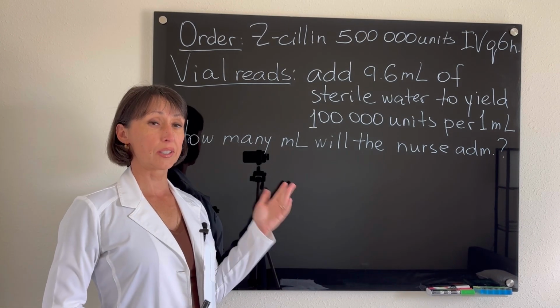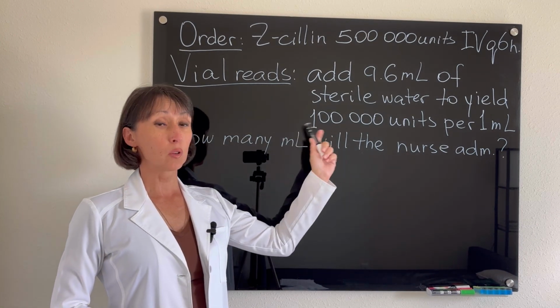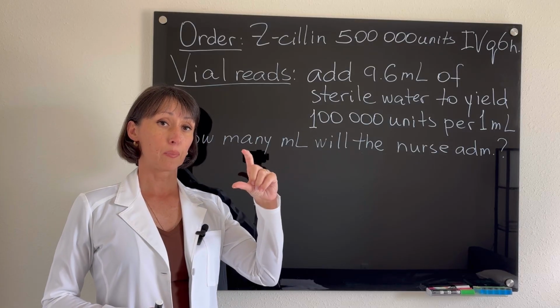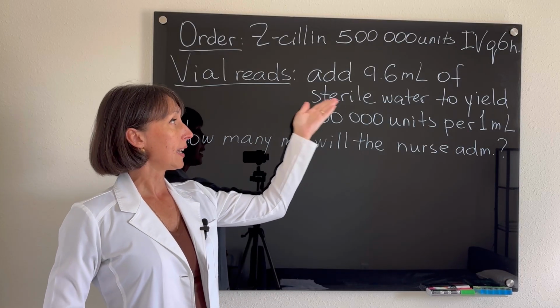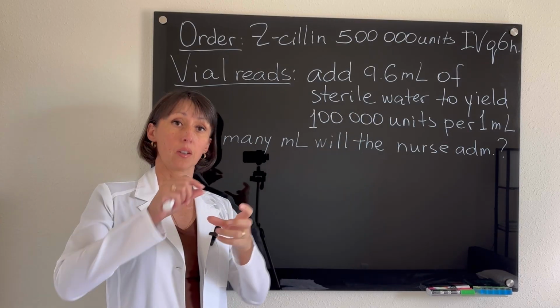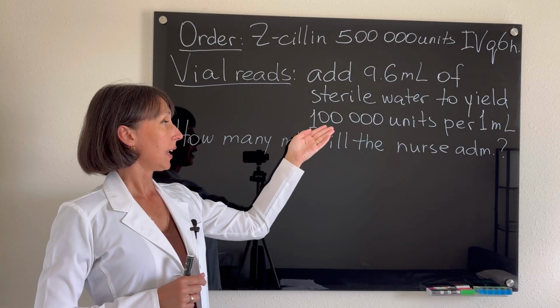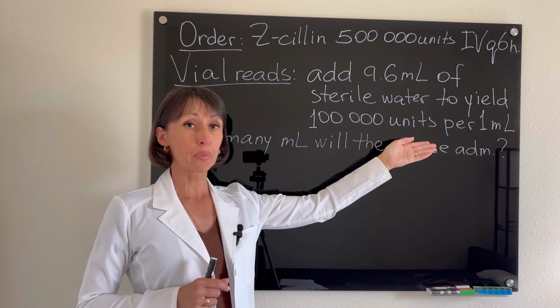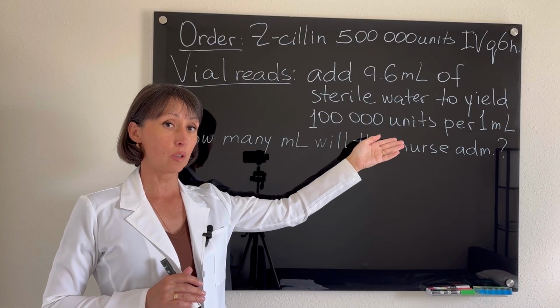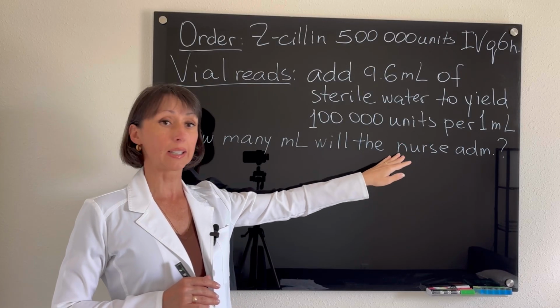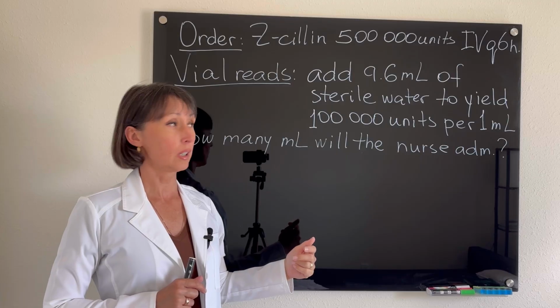So let's take a look at what's in front of us. We have a vial with powdered medication. We need to add sterile water to it. We're going to shake it up and we are going to get a solution that will have 100,000 units per 1 milliliter. That's very important for us to know when we try to figure out how many milliliters to administer.